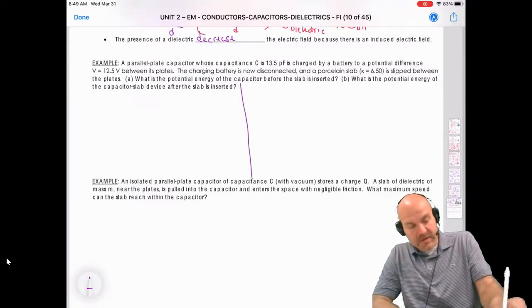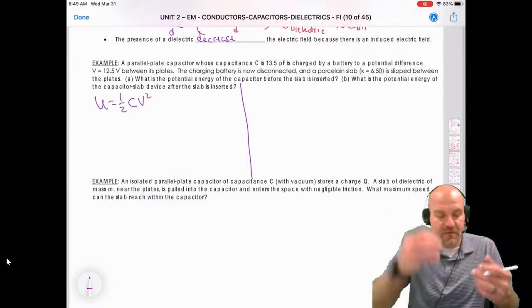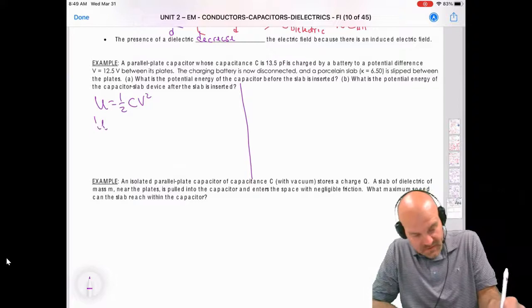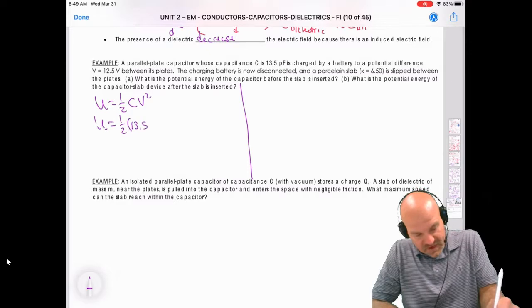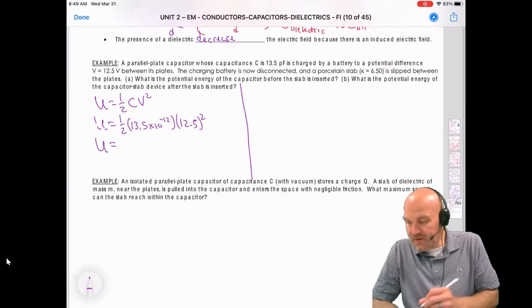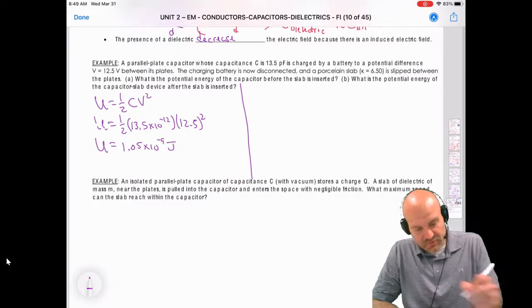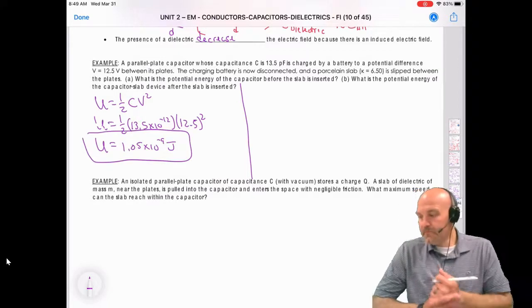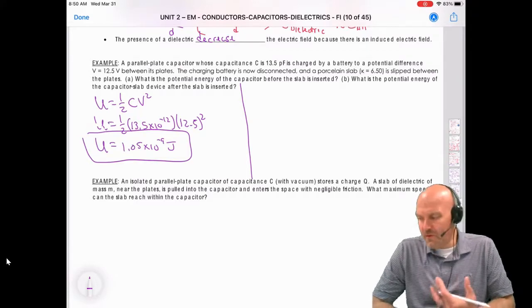We're going to say U is equal to 1/2 CV squared. This is before we insert the porcelain. So 1/2 times 13.5 times 10 to the negative 12th, since pico is 10 to the negative 12th, times 12.5 squared. And so we get 1.05 times 10 to the negative ninth joules. So there is our potential energy before.